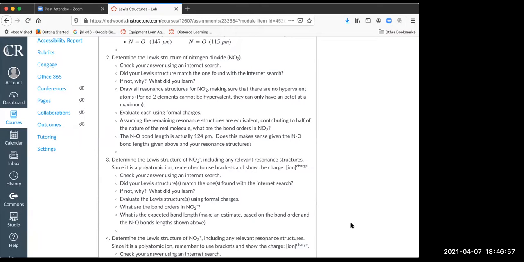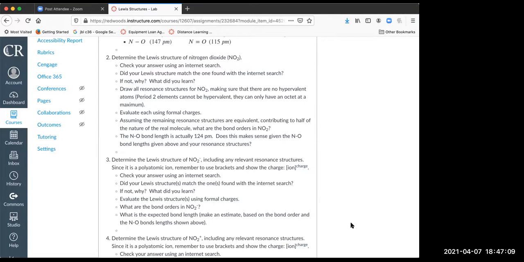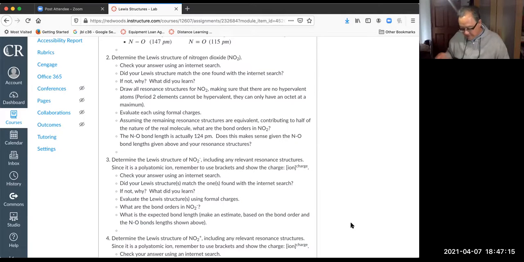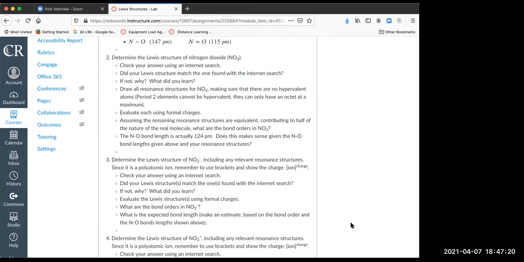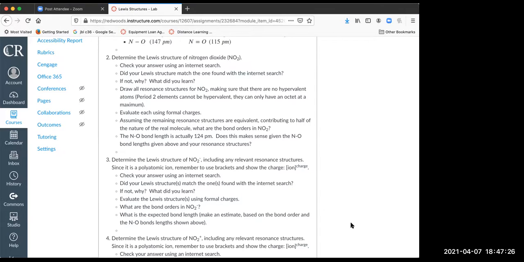Okay, the nitrogen can have less than 8 or more than 8? Everything in period 2 can have 8 maximum. You cannot go above 8. Which means you can go less than 8 if you have to. Yeah, that's what I was thinking.